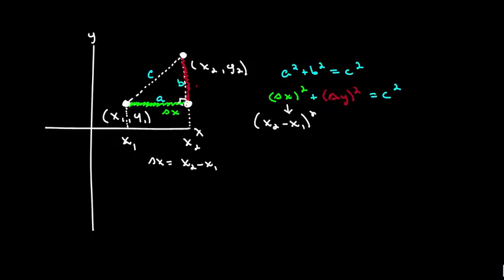Now let's look at delta y. Well, this point right here is at a height of y2, and this point right here is at a height of y1, right? Because this is the same height as this point. So our delta y has got to be y2 minus y1.